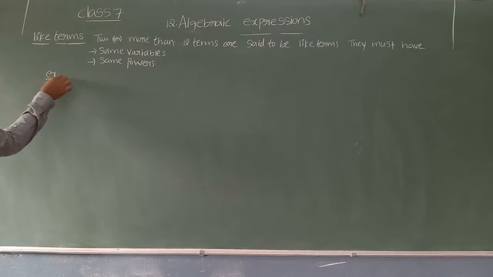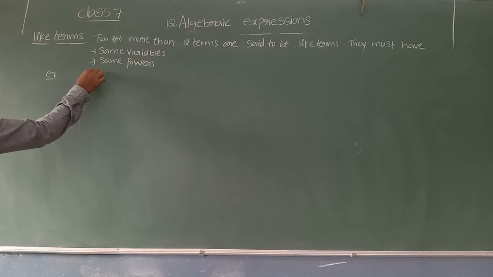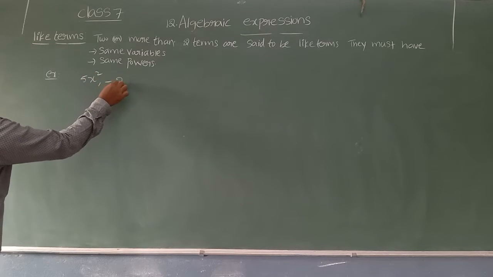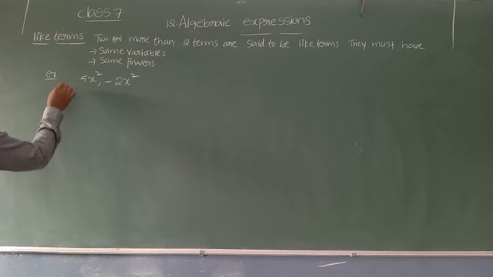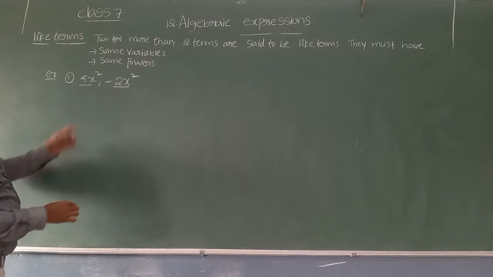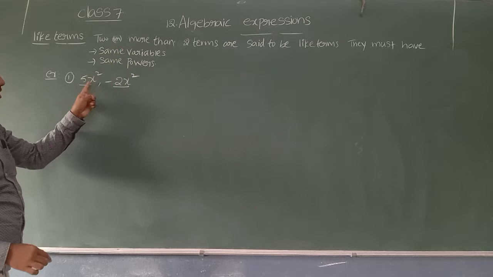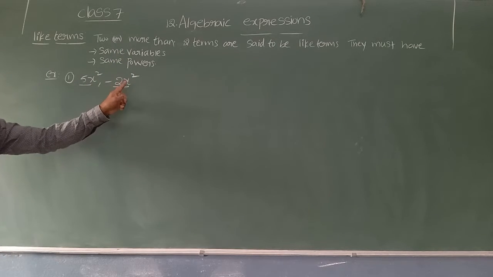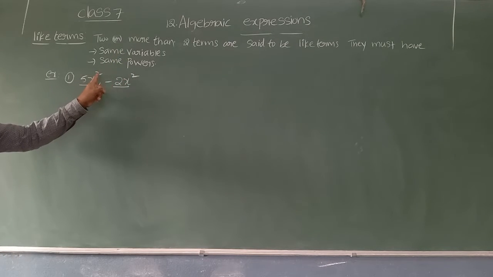Example, you can see over here. I'll take like 5x squared and minus 2x squared. Can I say both are like terms? Here I took two terms and both the terms contain the same variable, yes, variable x, variable x. I mean they contain the same alphabets and the same powers.